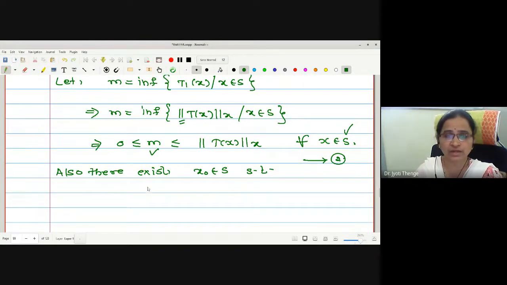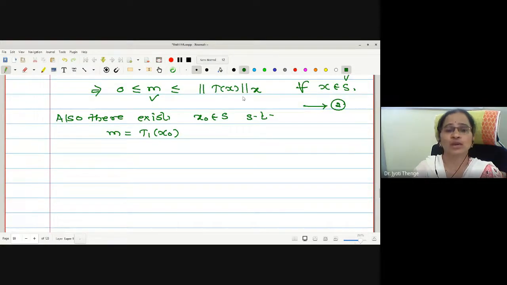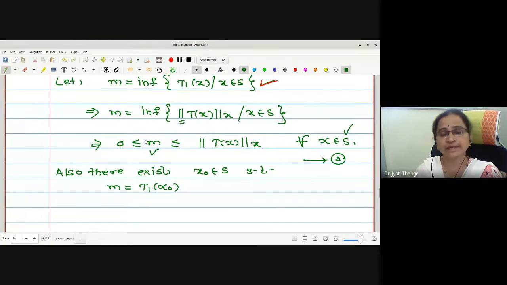Okay, now here we were writing there exists one element in S such that this infima will give me the value. Therefore, I can write m as T1 of x naught from this statement. Infima exists at some point x naught of S. Now we wanted to check whether m takes the value 0, because here we have written greater than or equal to 0. Let us check the possibility of what happens if m equals 0.